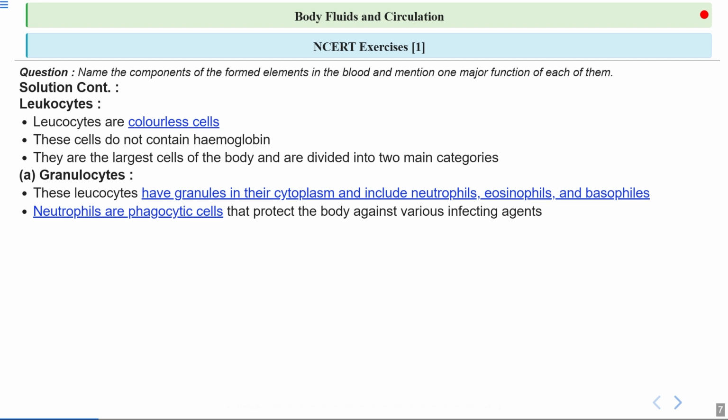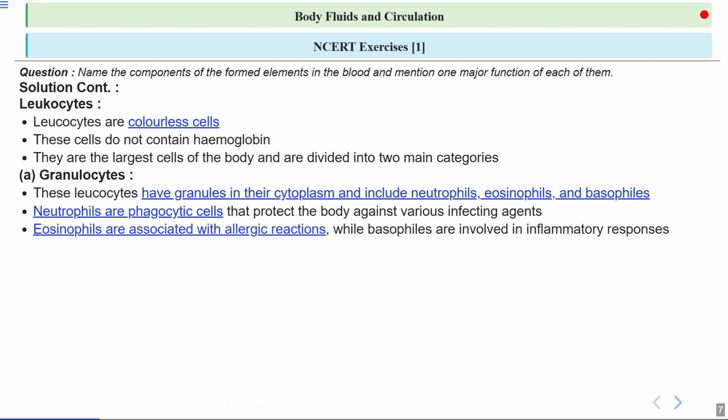Now, neutrophils are phagocytic cells, and they protect the body against various infecting agents. Clear? So neutrophils are like phagocytic cells. Eosinophils are mainly associated with allergic reactions. They help control the body's response to allergens. Basophils, on the other hand, are involved in inflammatory responses, releasing chemicals that help start the healing process.